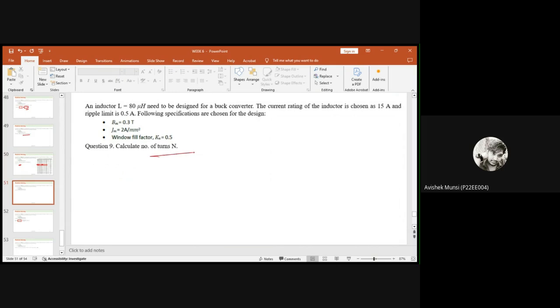Now calculate the number of turns. Calculate the number of turns. What was the formula for number of turns? Just KUWA by AW. Try to solve it.